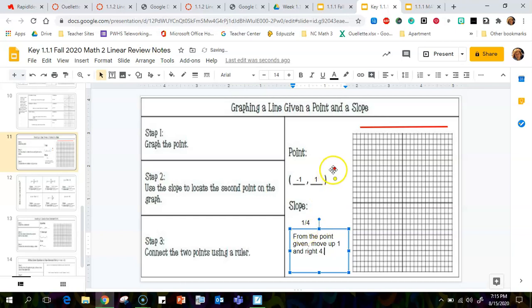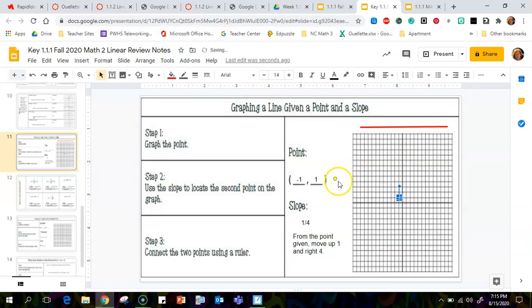So we're going to take this red dot and we're going to go to the negative 1, 1. So that's going to be left 1, up 1. Okay. And then we're going to take the yellow one and we're going to go from there and mark the slope. So from that red one, we're going to go up 1 and to the right 4. 1, 2, 3, about right there.